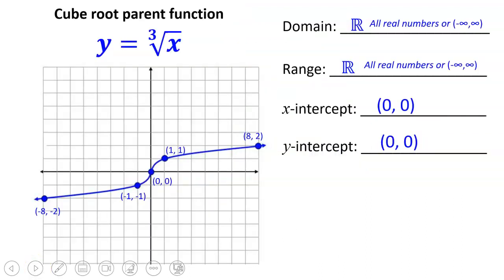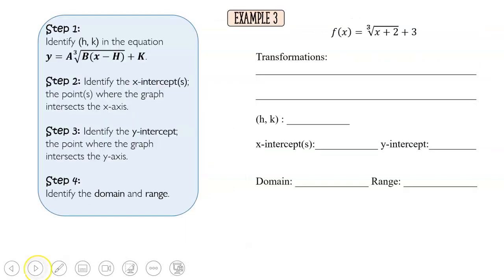And don't write this down, but this is what we showed on the last notes. This is the parent function. And the thing that I noticed that's different is that it goes not only to the right, but it goes also to the left forever. So look at my domain and range. It's always going to be all real numbers for a cube root. Okay? And in this case, the x-intercept and the y-intercept are both the origin, only for the parent function.